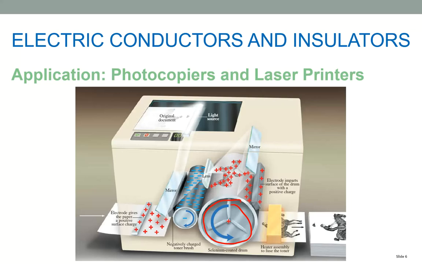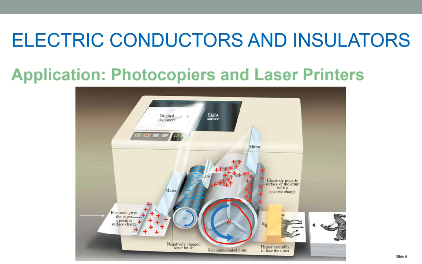And then that drum rolls around, it comes to the toner. The toner is what we think of as ink. It's a powder that is given a negative charge. And so you have the positive charge comes by and you have the negative charge powder. If you have positive and negative, what kind of force do you have between them? Positive and negative, you have attractive. You have an attractive force.